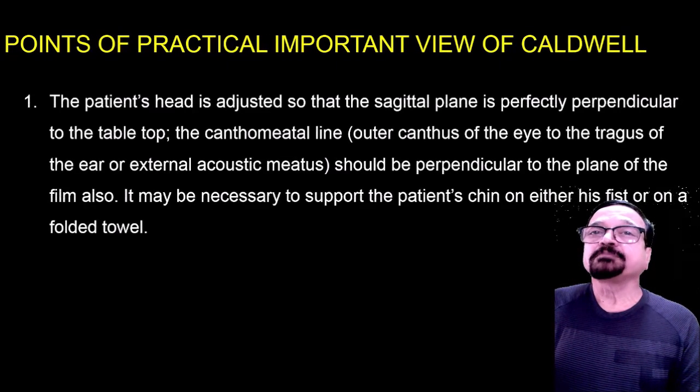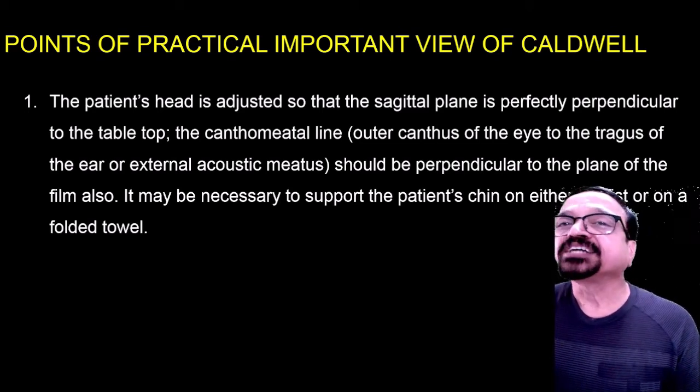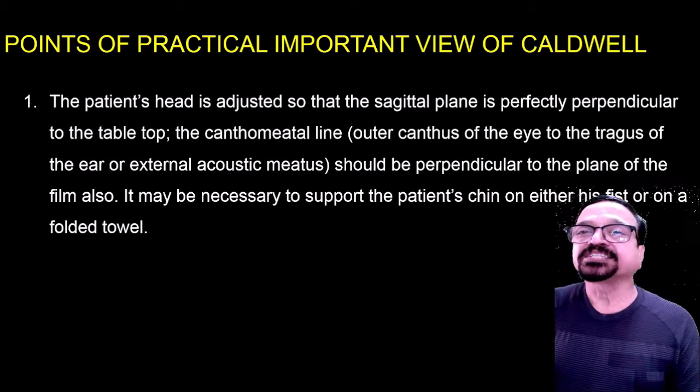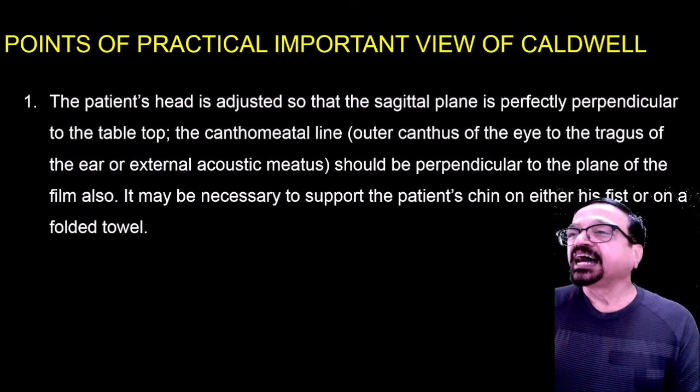Then what are the practical points of interest? The patient's head is adjusted so that the sagittal plane is perfectly perpendicular to the tabletop. The canthomeatal line, from the outer canthus of the eye to the tragus of the ear or external acoustic meatus, should be perpendicular to the plane of the film. Also, it may be necessary to support the patient's chin on either his fist or a folded towel.